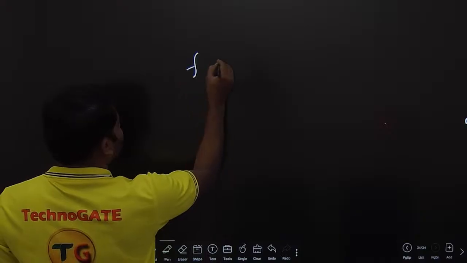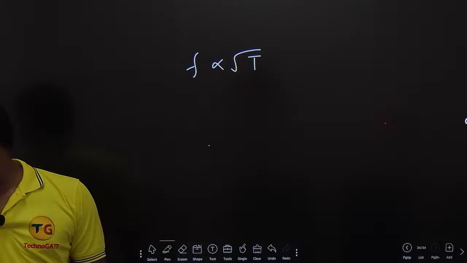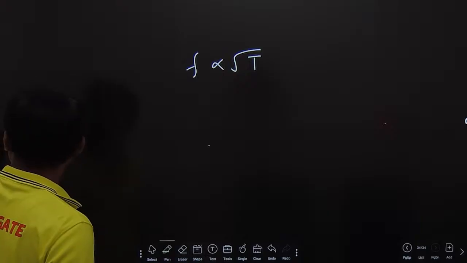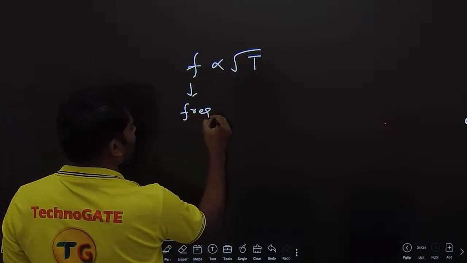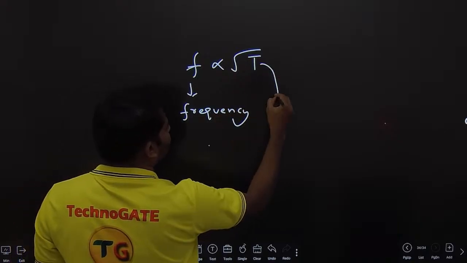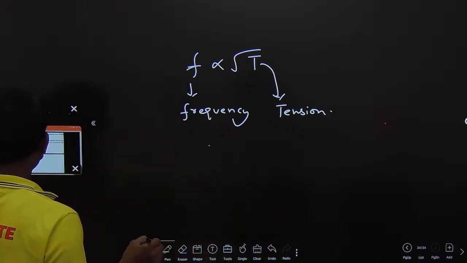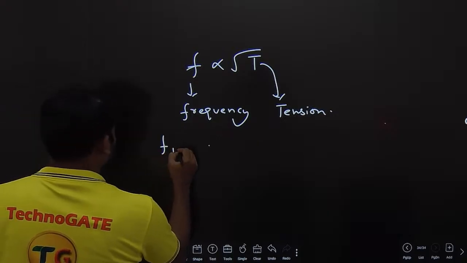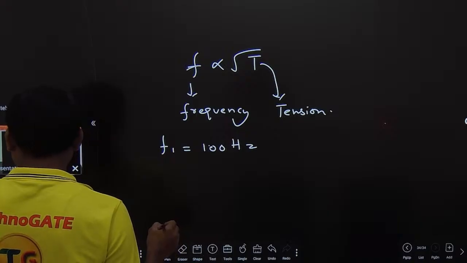So basically frequency is proportional to root of tension. Let me check that formula. Frequency is proportional to square root of tension. Yes, right. So this f is frequency, and this t is basically tension. So two identical wires have a fundamental frequency of 100 Hz. So f1 is equal to 100 Hz, and they are kept under the same tension.